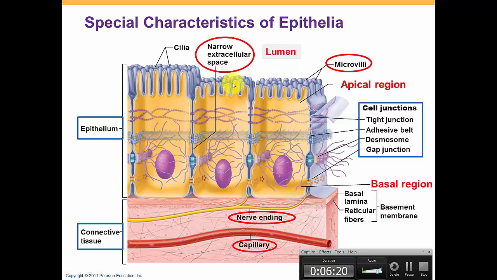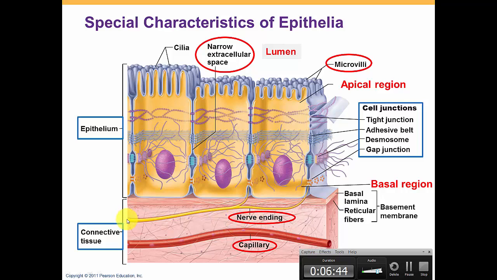Just above the apical surface, we have the lumen. The lumen is an empty space that does not have any cells in it. So what else do we have? As you can see, there are different types of junctions between cells on the lateral sides.